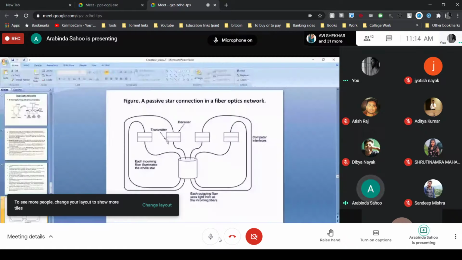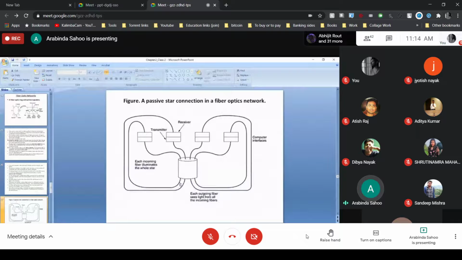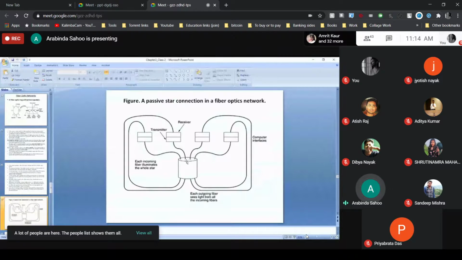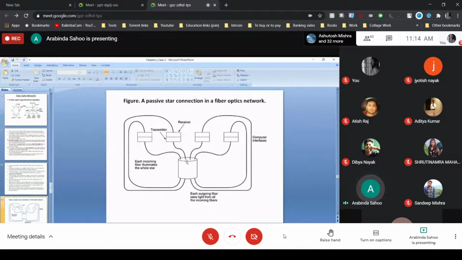So it is passed through a common fiber, and from the common fiber it is connected to your receiver. Suppose there are 10 different computers at the transmitting end, and 10 different computers at the receiving end, and each computer, or each transmitter, is connected through a single fiber.